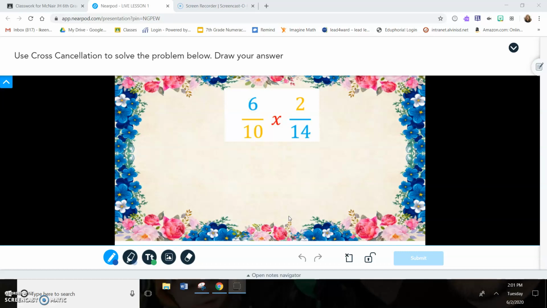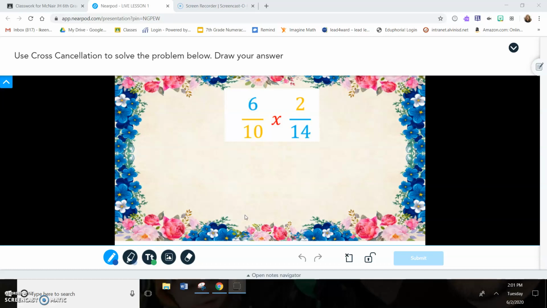Then we're going to look at the blue numbers, 6 and 14. Again, they are both even, so I know they can be simplified by a 2. 6 divided by 2 is 3, and 14 divided by 2 is 7. I can stop there because 3 and 7 are both prime numbers, and they can't be simplified any further. Then we should have 3/5 times 1/7, which makes it a little bit easier to multiply. 3 times 1 is 3, and 5 times 7 is 35. So the answer to this problem would be 3/35.